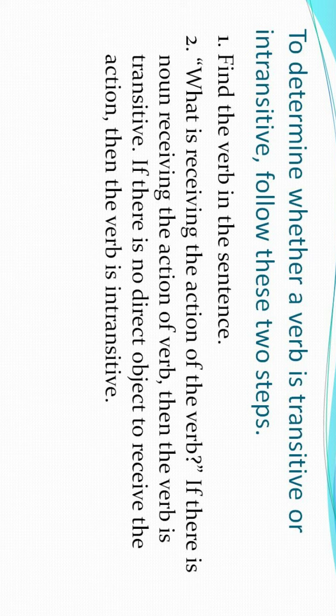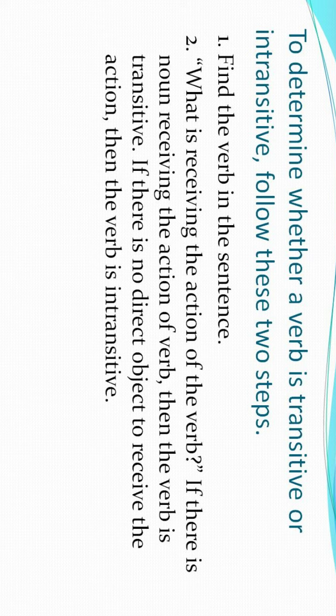If there is a noun receiving the action of the verb, that means if there is a noun that is receiving the action of the verb, then the verb is transitive. If there is no direct object to receive the action, then the verb is intransitive.